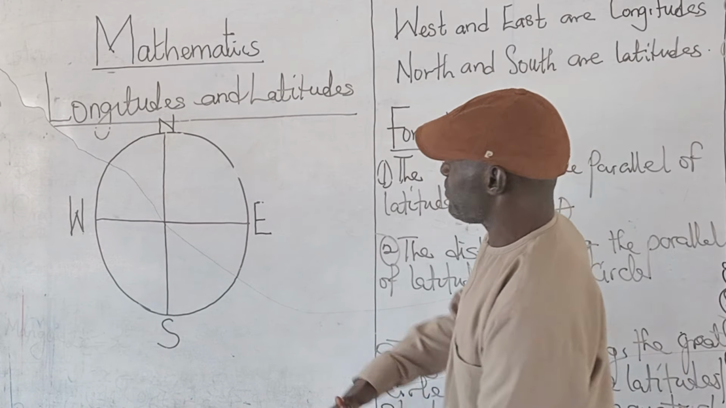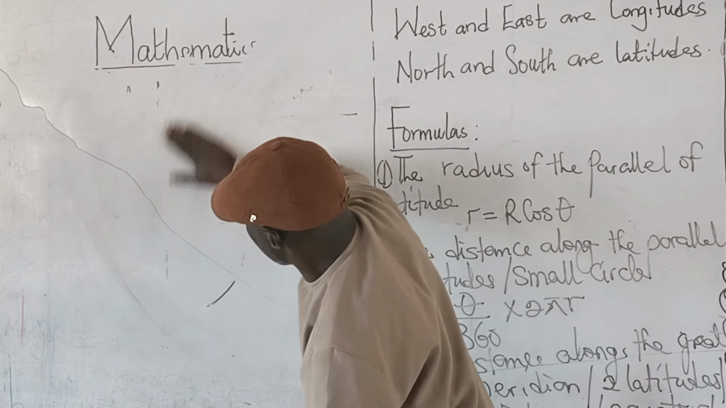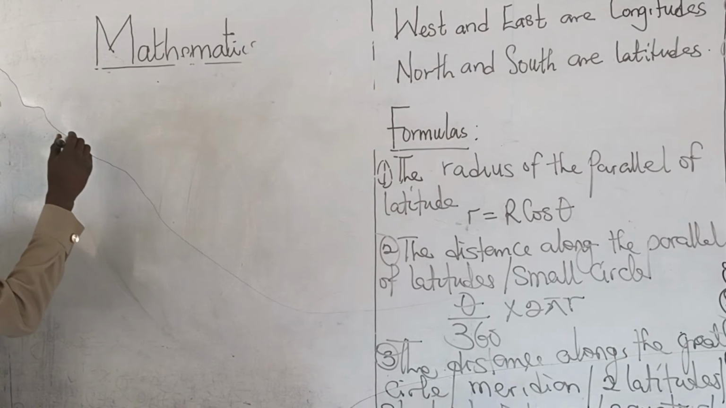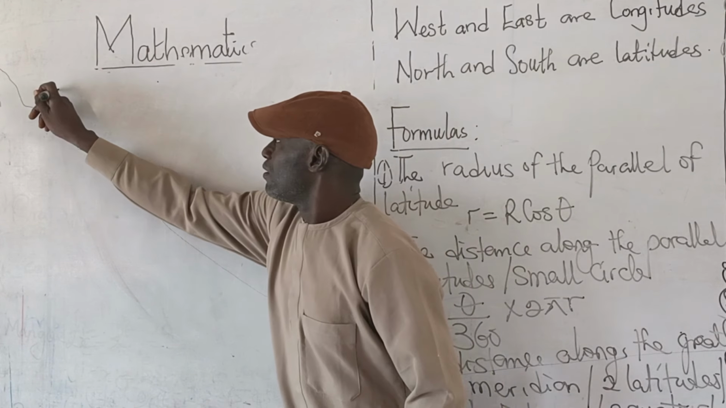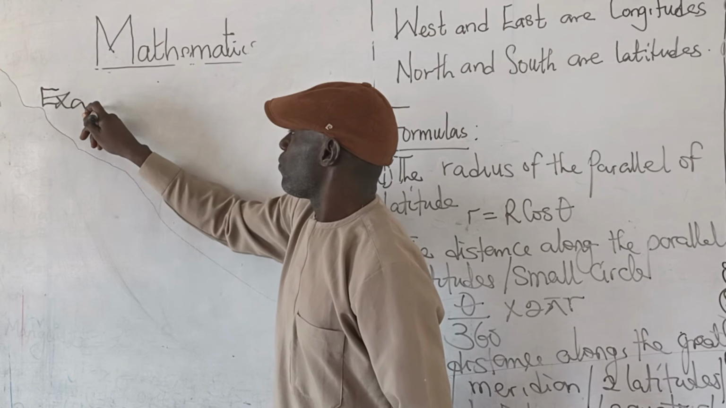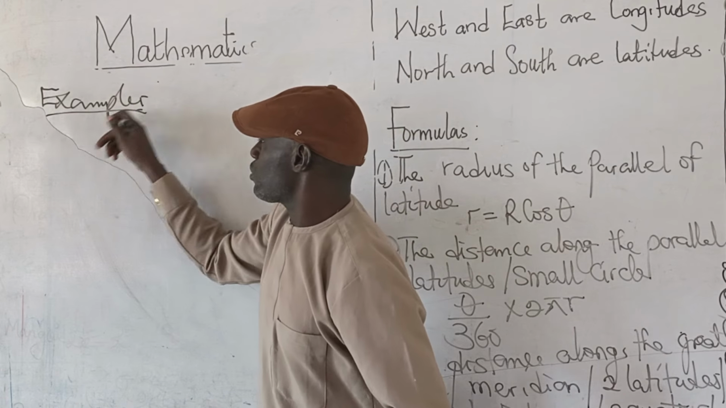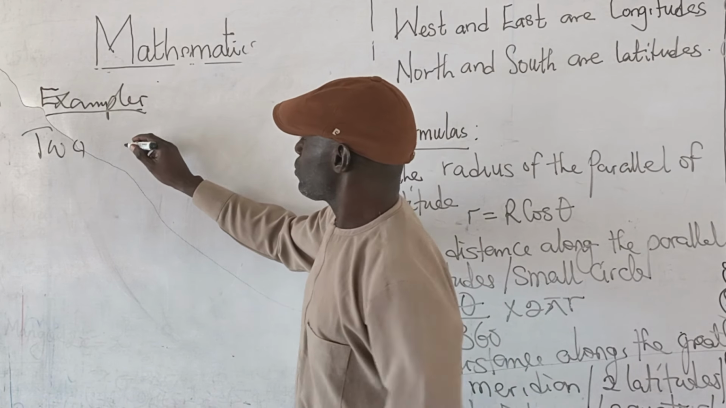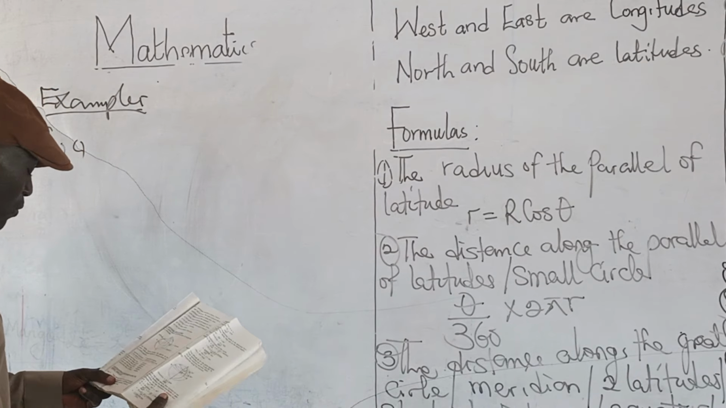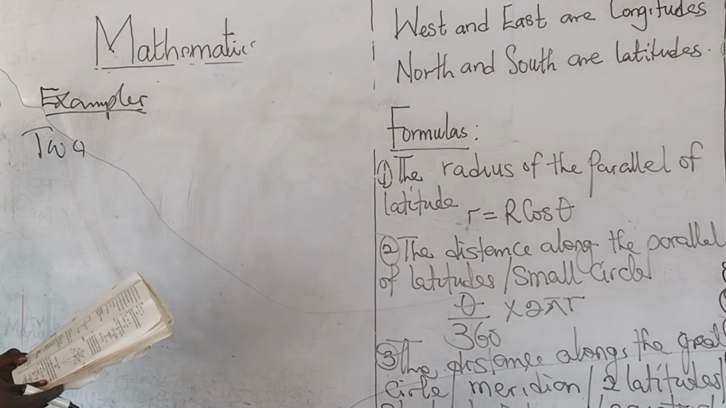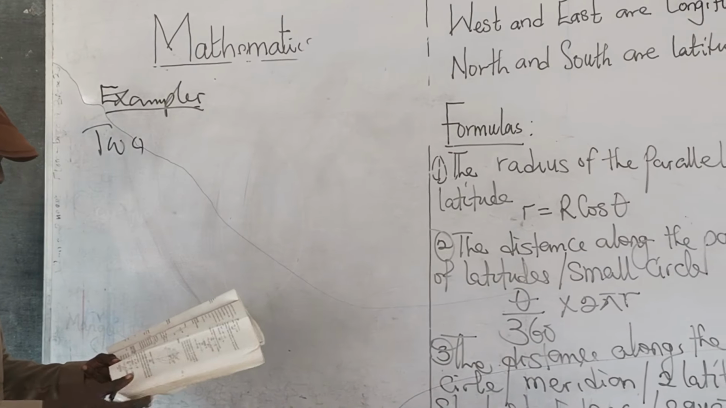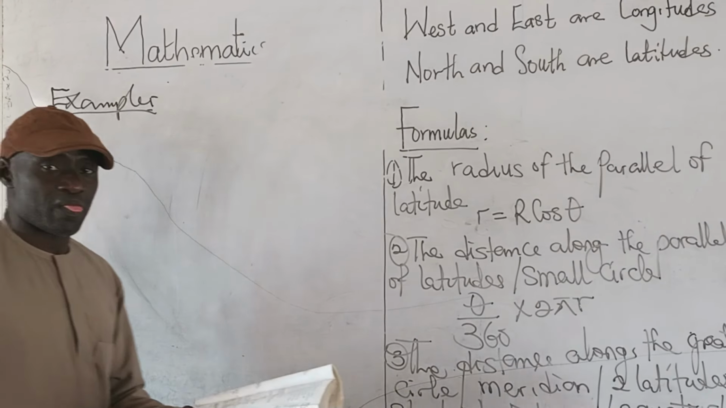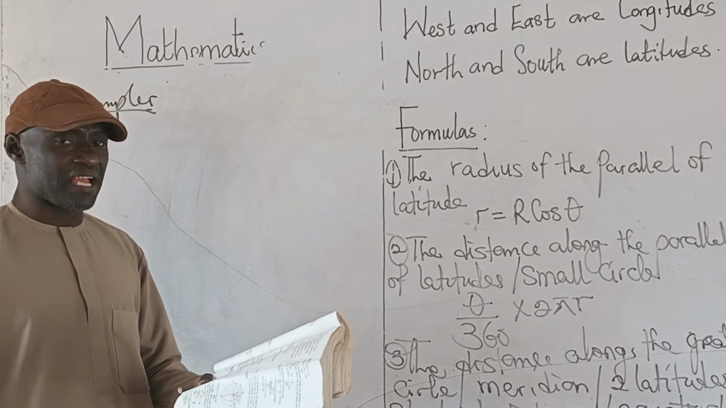Okay, let me quickly clean the board so that we can see how the question looks. Question number 1, example 1. Two times, P and Q lie on the equator and their longitudes are 90 degrees east and 55 degrees east. Find the distance between P and Q.